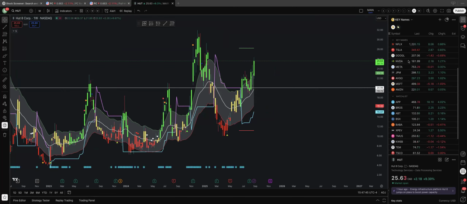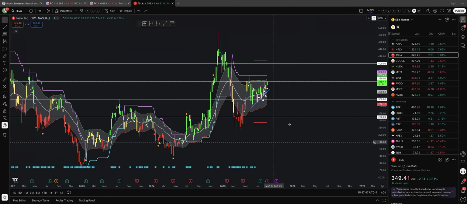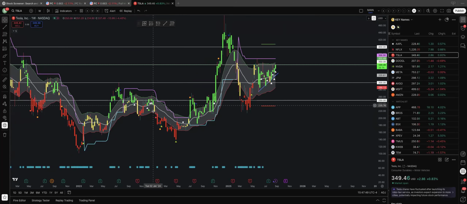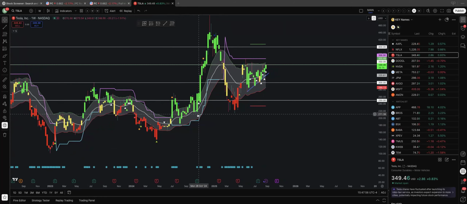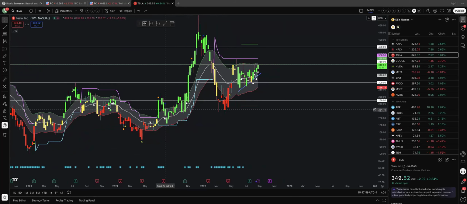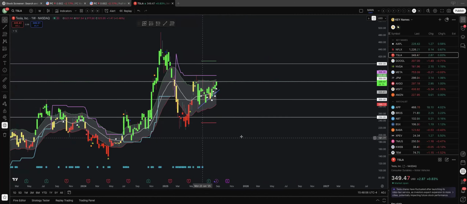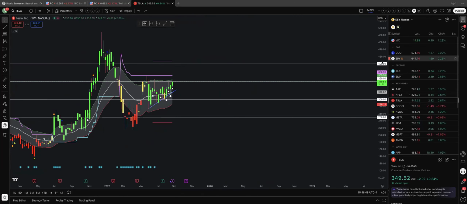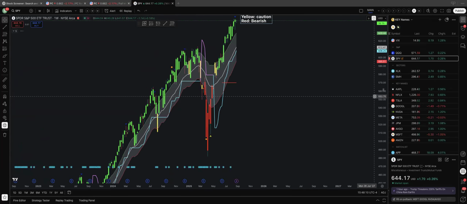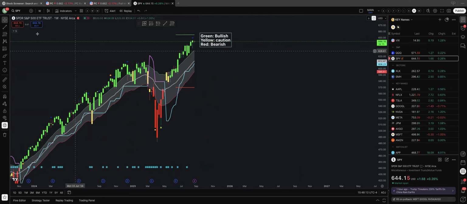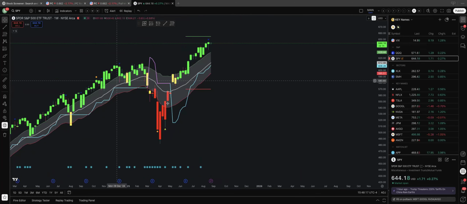Let's see here. We can take a look at maybe Tesla. Red. So we went from green to yellow to red, then went back to yellow. And this is just telling you the nature of the stock is changing and it's giving you that visual. And then, oh, look at that. Boom, huge move. So you can use this as a way to determine when the market is changing. It's really helpful on stocks and overall market conditions.